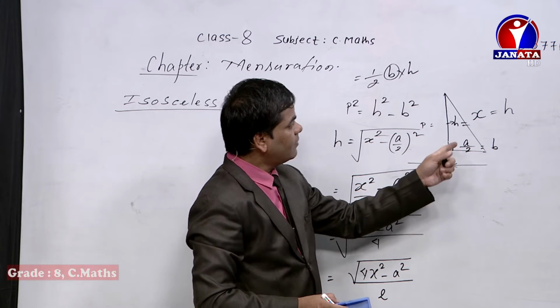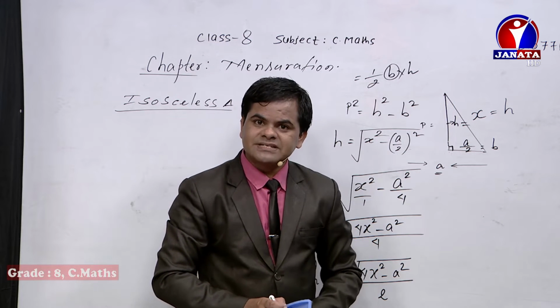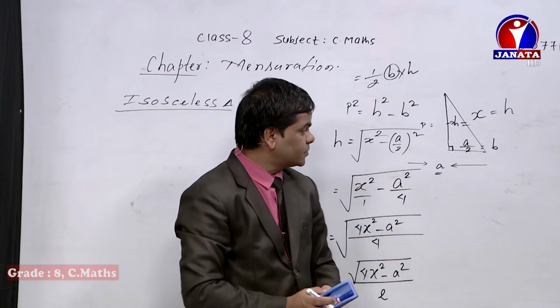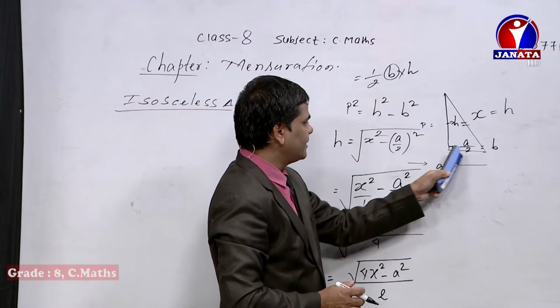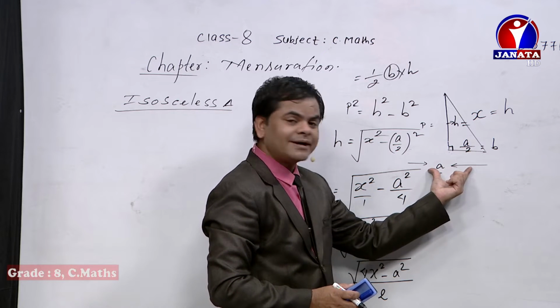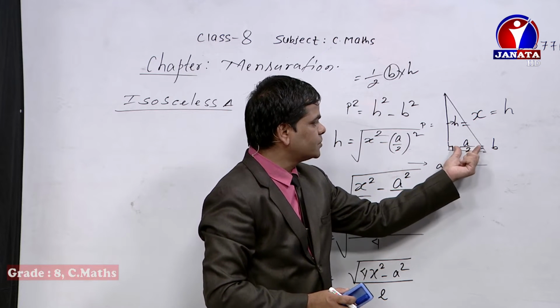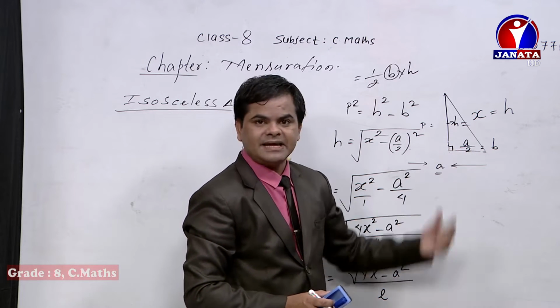Now we know that a perpendicular line through the vertex of an isosceles triangle is the perpendicular bisector of the base. It means the whole base is divided into 2 equal halves. This side will be half and this side will be half. So overall the non-equal side a is divided into 2 equal halves, a by 2 and a by 2.